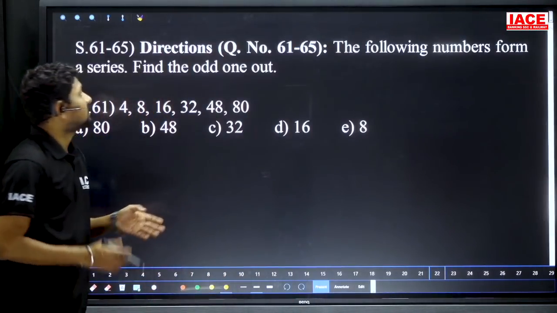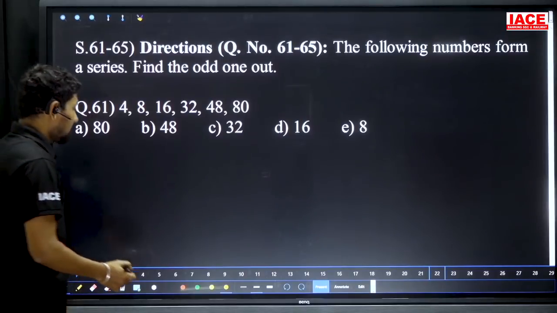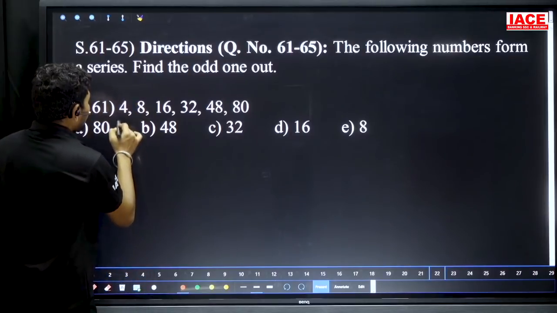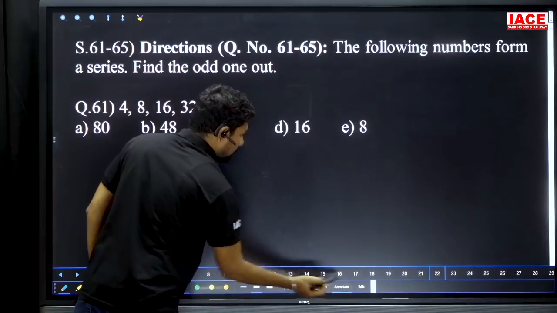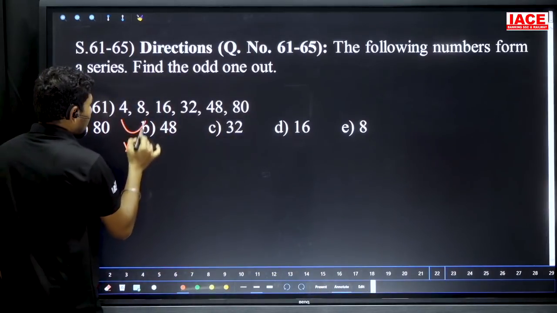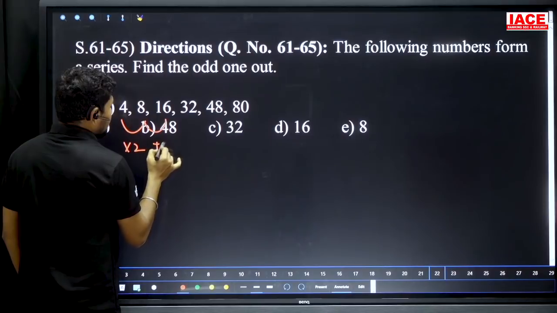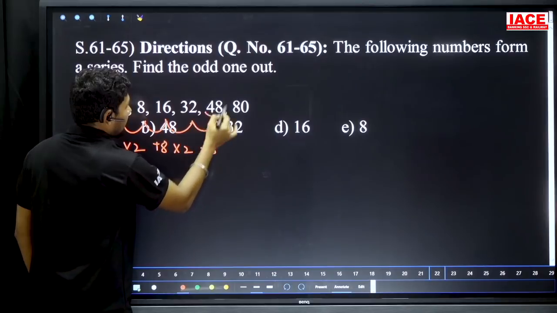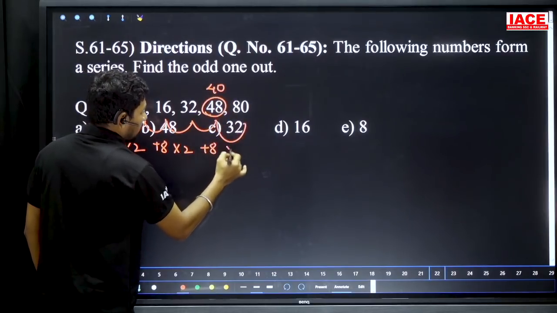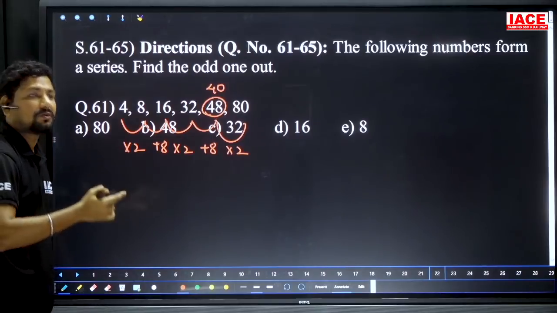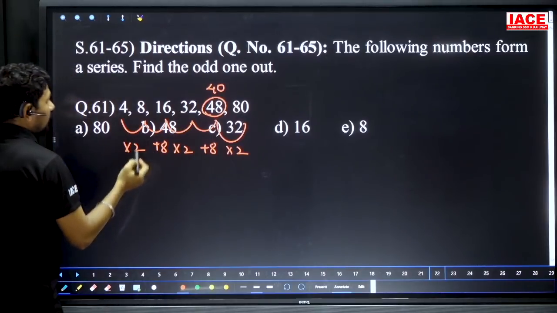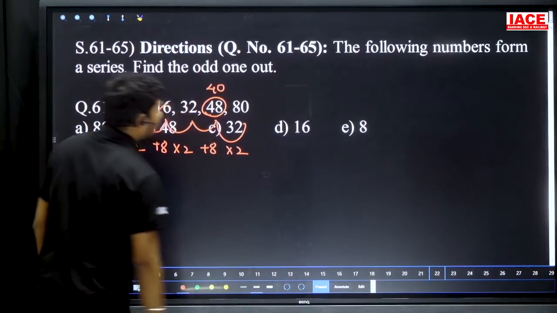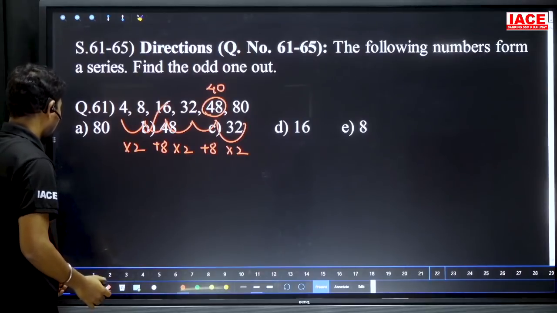Next we have number series, 61 to 65. We'll deal with the number series. Look at the logic: 4, 8, 16, 32, 48 and 80. 4 multiplied by 2 is 8, and here 8 added; 16 times 2, and again 8 added. 32 plus 8 is equal to 40, and again it is multiplied by 2. Then continuously times 2 plus 8, times 2 plus 8. So the wrong number is 40; the option 48 should be the correct number 40 instead of 48. Then the wrong number is 48. Option B is correct for this question.